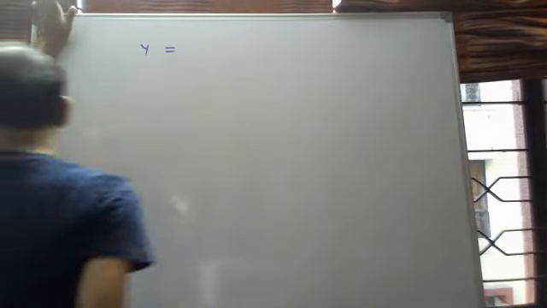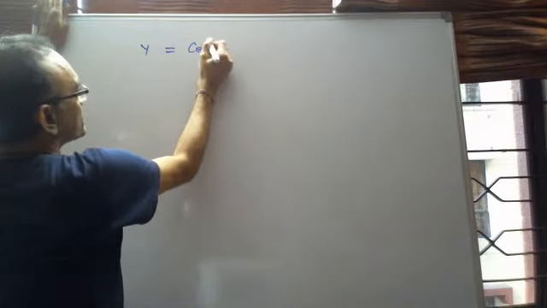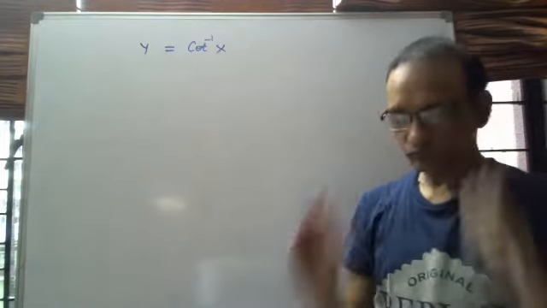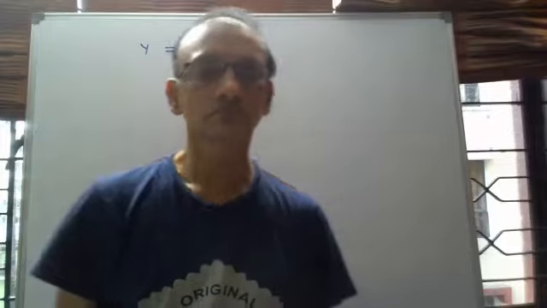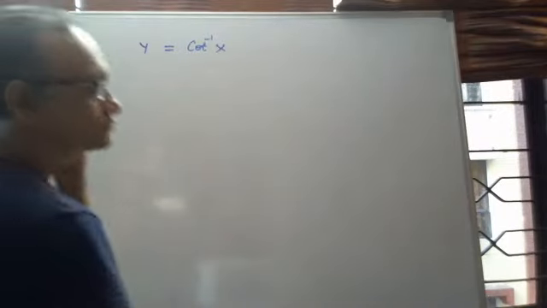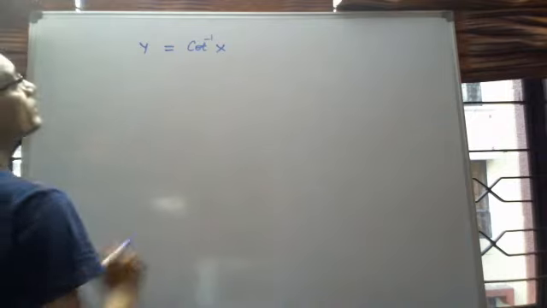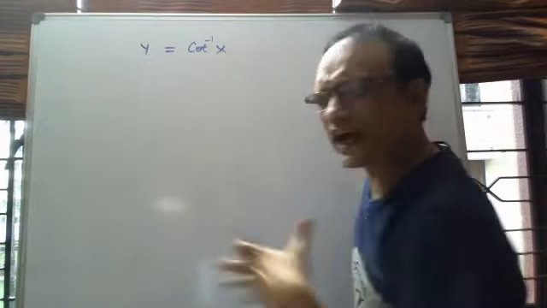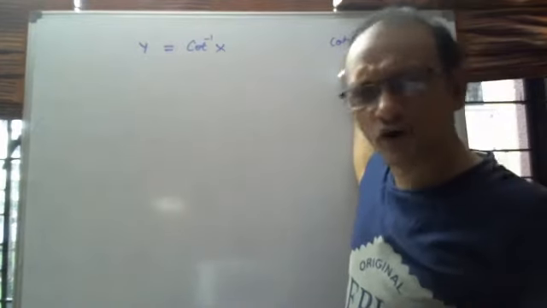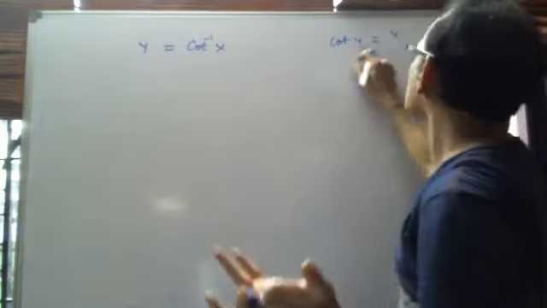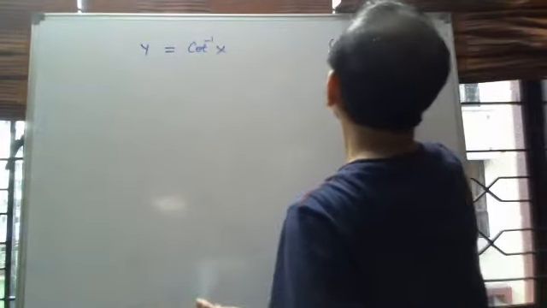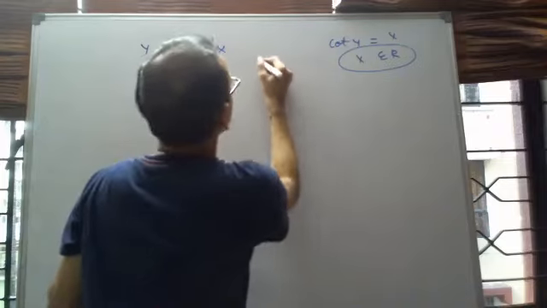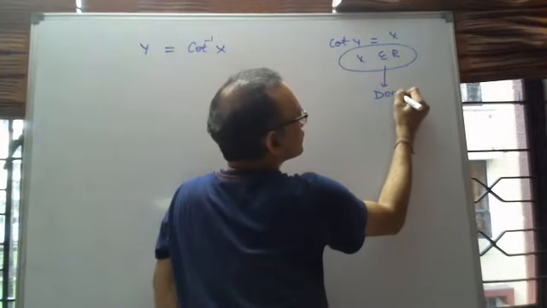y equal to cot inverse x. In this, cot y is x. Cot y can take all possible values, whatever tan y can take, cot y can take. So that means x can be any real number. So the domain of this is all real numbers.